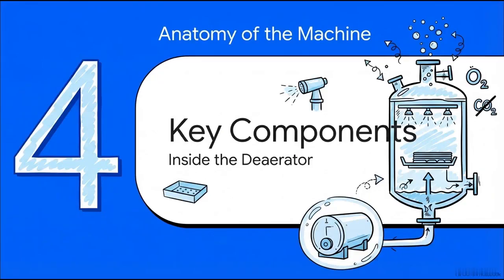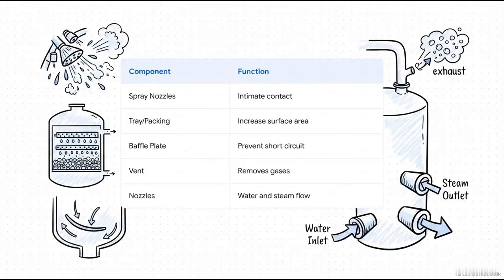All right, let's open this thing up. Section 4, Anatomy of the Machine. Let's systematically walk through the internal anatomy here to really build a vivid picture of how this works. First up, the spray nozzles. These take the incoming steam and blast it, ensuring intimate, really aggressive contact with the water.